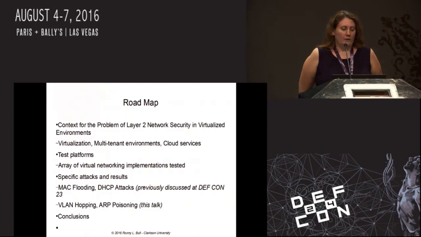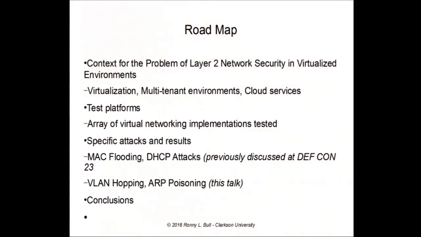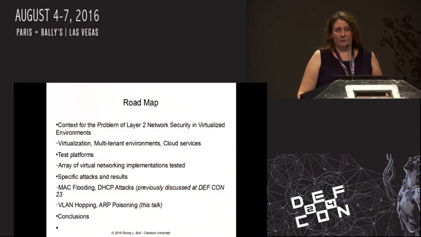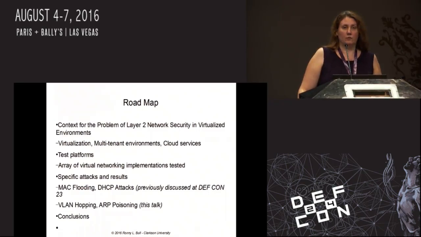So here's a little roadmap of what we're going to do. We're going to talk about the context of the problem for layer two network security in virtualized environments, the problem in multi-tenant environments, especially in cloud services. We're going to talk about the test platforms that we used and all of the different hypervisors and the virtual network devices that we tested. And we're going to talk about the specifics of the attacks. We've got some great videos and demos to show you, specifically of the VLAN hopping and ARP poisoning this time. We also have videos and many, many details of the MAC flooding and DHCP attacks that we talked about last year, if you want to look those up.